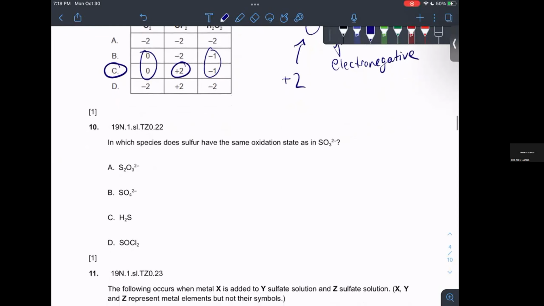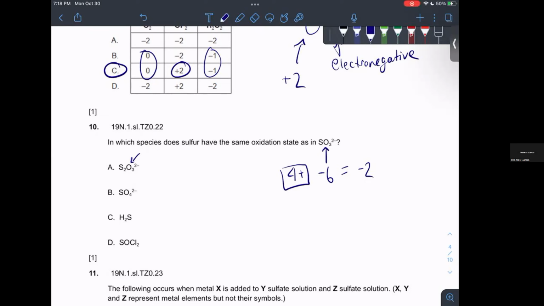Moving on, in which species does sulfur have the same oxidation state as in SO32-? We've already done this one a few times in different ways, but we'll go through it anyways. This is a -6, and at the end it's going to equal -2. Therefore, sulfur is 4+. So we're looking for a 4+ oxidation state. We've already looked at this compound before. We know that it is going to be 2+.